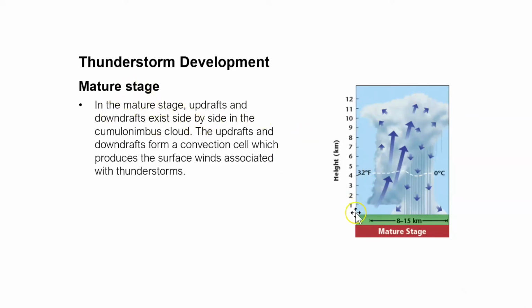Eventually you get to what's called the mature stage. At the mature stage, you have updrafts of warm air rising. You also have downdrafts that form a convection cell, which produces the surface winds associated with thunderstorms. We've talked about convection: hot air rises, cold air falls. As long as this is decoupled, where they're slightly off of each other, there's not as much interference with one trying to cancel out the other, and you can actually fuel this process.